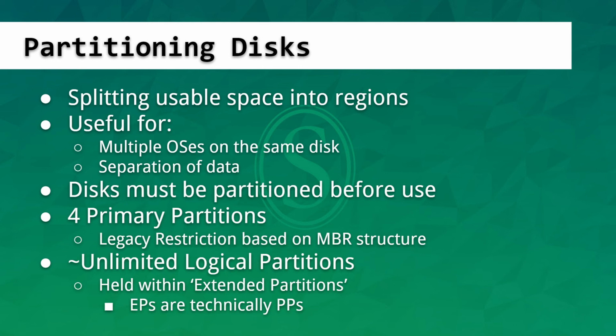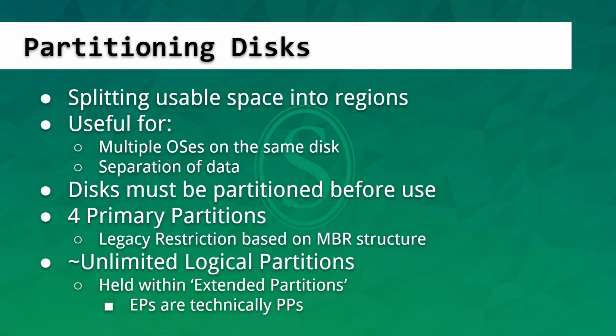This is useful for separating data. That's commonly what it's used for, but it's also useful for putting multiple OSs on the same disk, which is really just separating data. Disks have to be partitioned before use. It's a requirement. It used to be that we were barred by 4 primary partitions. So we're still barred by 4 primary partitions. This is a legacy restriction based on the master boot record structure of the past. But it used to be we could only ever have 4 partitions and that was it. Almost immediately, within a year or two, we were like, well, we need more. But we had already built it into MBR that said 4 is the max.